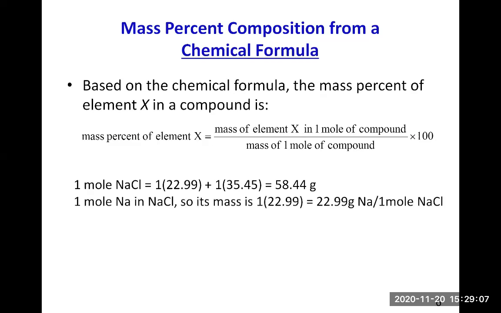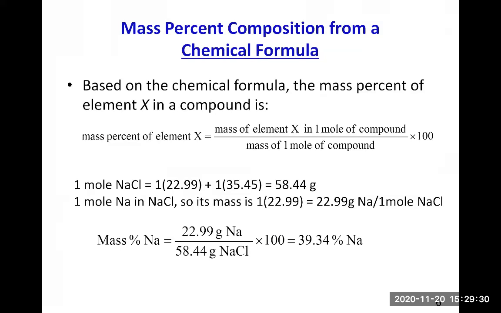Now, if we want the mass percent of sodium in NaCl, there is only 1 mole of Na in NaCl, right? Only 1 Na and 1 Cl. So you take the mass of 1 mole of Na, and it's 22.99. And that will be the mass of Na in 1 mole of NaCl.